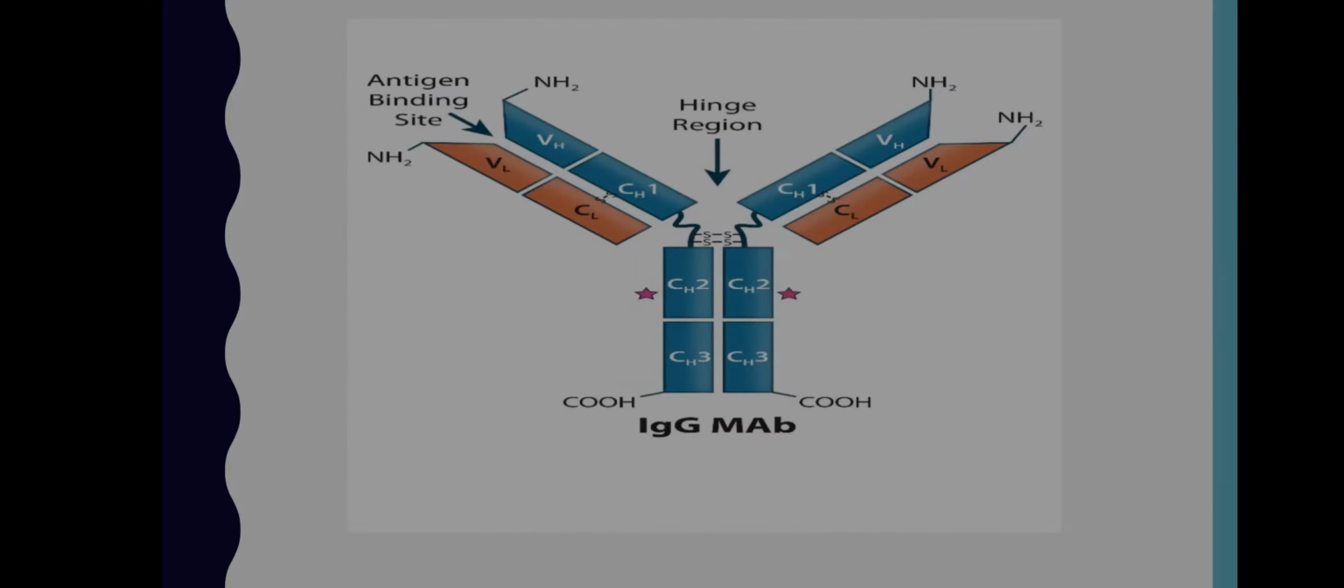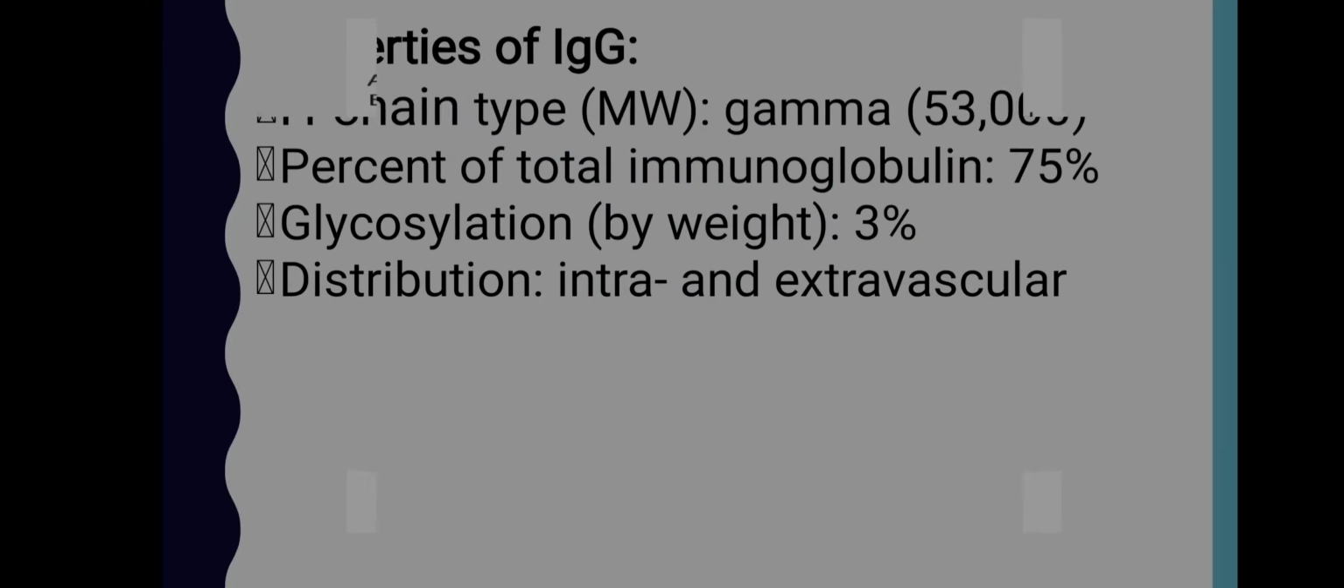This is the structure of IgG. Properties of IgG. Heavy chain is gamma, and it is 5.3 percent. It represents 75% of total immunoglobulin. Glycosylation by weight is 3%. Distribution is intra and extravascular.